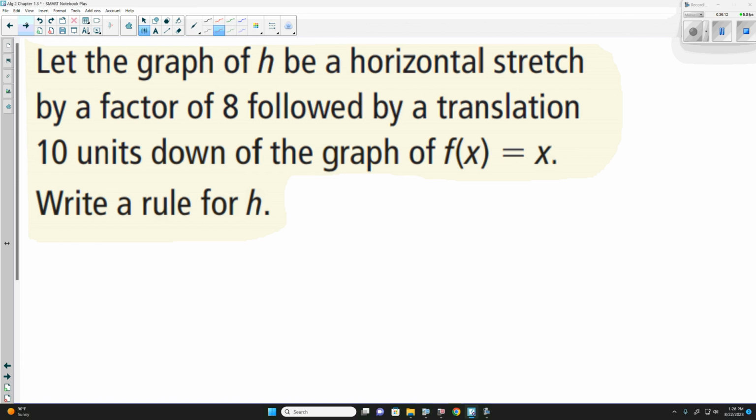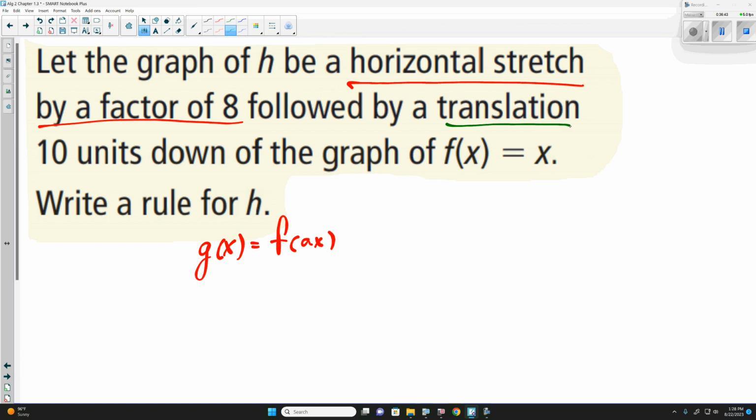Let the graph of h be a horizontal stretch by a factor of 8, followed by a translation 10 units down of the graph of f of x equals x. Write a rule for h. So this time we can start out at g of x, so it's f of ax, because we're talking about a stretch by a factor of 8. That would be first, followed by a translation of 10 units down.